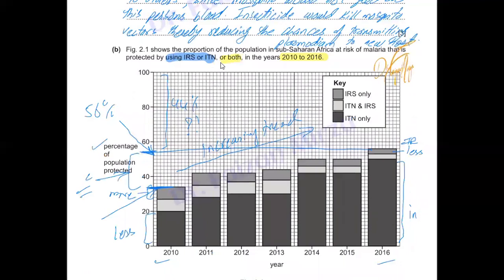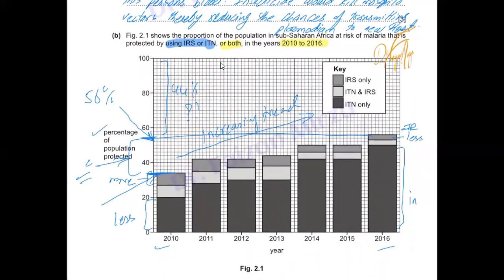Now, data is shown to you. Whenever a question comes for infectious disease, they normally show data, and you have to make sure that you understand what is displayed in the data before you jump onto the question that you have to address. They are saying to you the sub-Saharan African risk of malaria that is protected using IRS and ITN, both in 2010 and 2016. The years are mentioned to you.